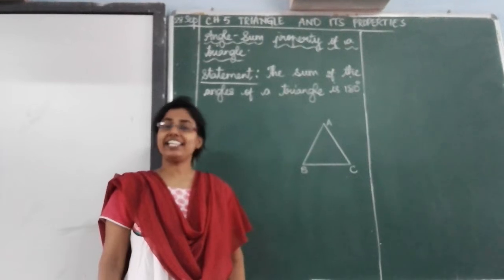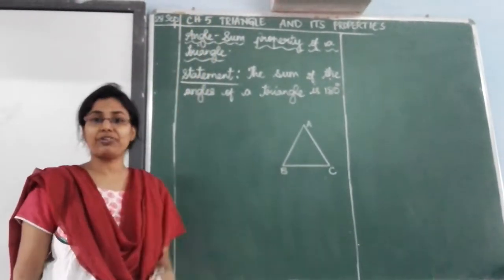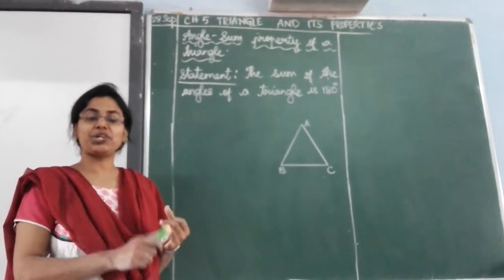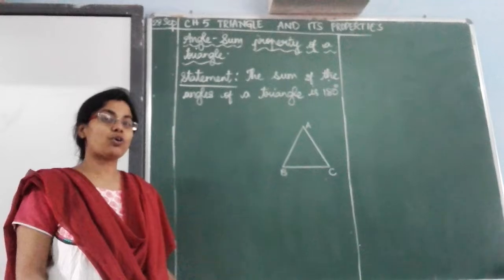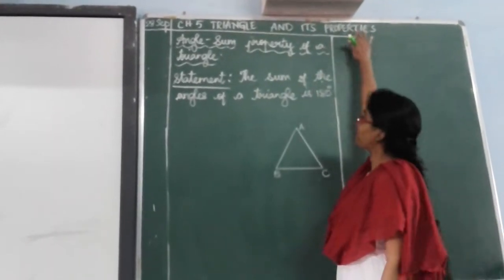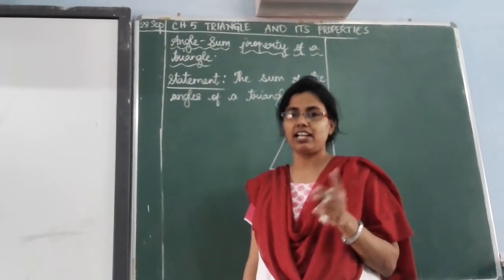Very good. Till now we were learning about triangles. We learned about different types of triangles. Then we have learned about altitude and medians. So today let's begin the second part of our chapter, which is properties of a triangle. In this chapter we are going to learn two properties of a triangle.